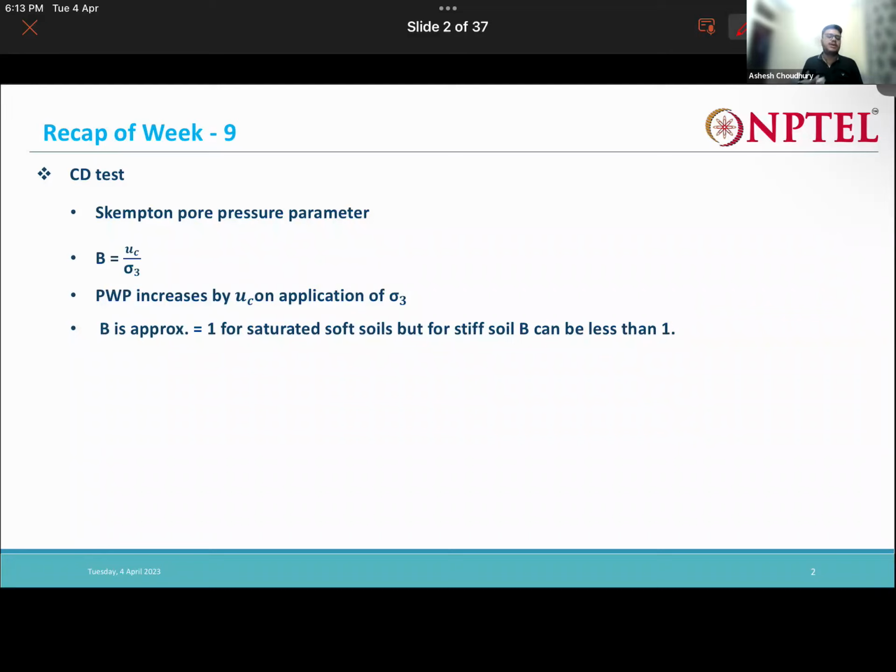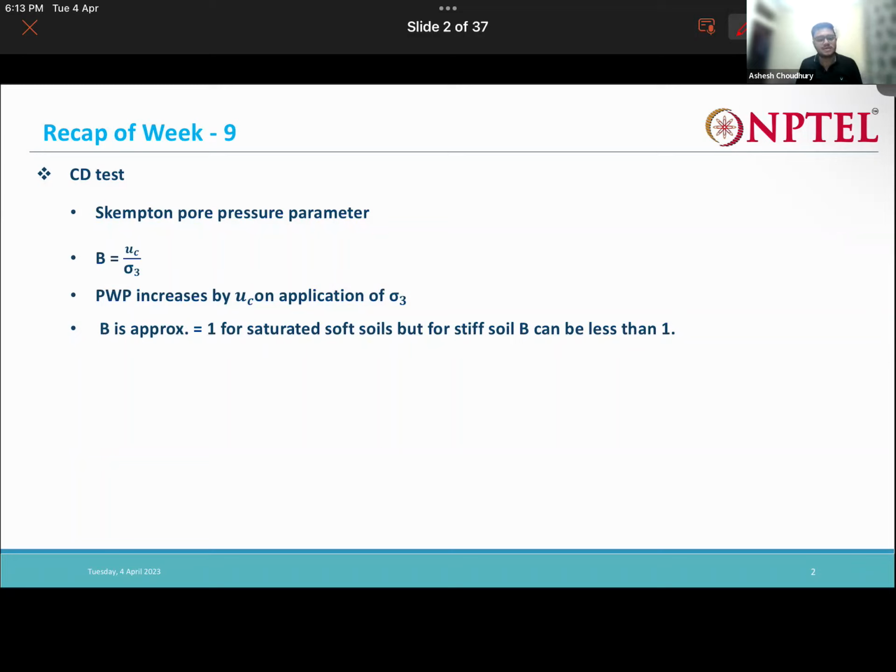In real life, there are some errors, like instrumentation error and some other factors. So if it is close to 0.95, we say that it is almost saturated. 0.95, 0.96, 0.97, 0.98, close to 1, we say that our soil is completely saturated. If the soil is completely saturated, whatever cell pressure we apply, that increase in cell pressure will be taken by the pore water. That is why my pore pressure will increase.